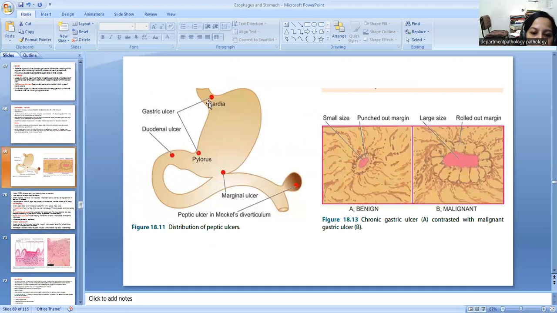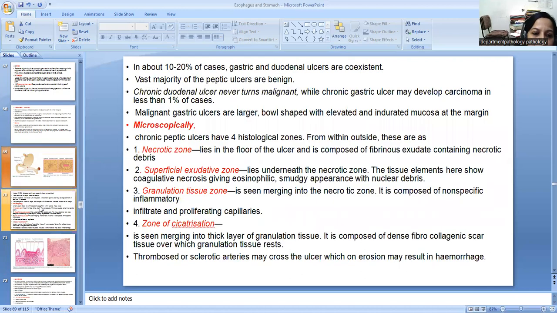So here we can see the benign chronic gastric ulcer contrasted with a malignant gastric ulcer. This is benign because there is a punched-out margin, right? And it is also small in size, whereas in malignancy, it turns larger in size and the margins are rolled up. Okay.